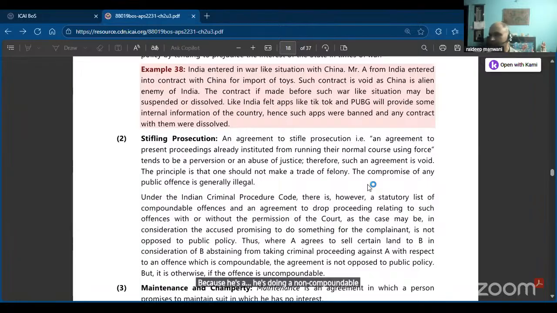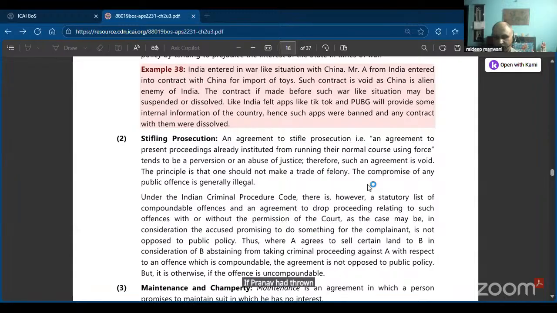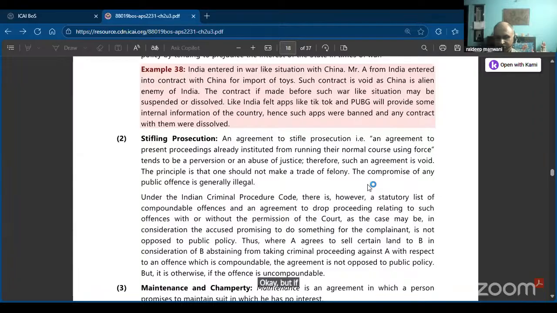For a compoundable offense, if Pranav had thrown some water on Kushal, or he had just torn his shirt and run off, and then he says it's okay, then it is okay. But if it is something very criminal, which is going to harm the interest of the public at large, those agreements to stifle prosecution are considered null and void. Understood or no? Yes, yes.